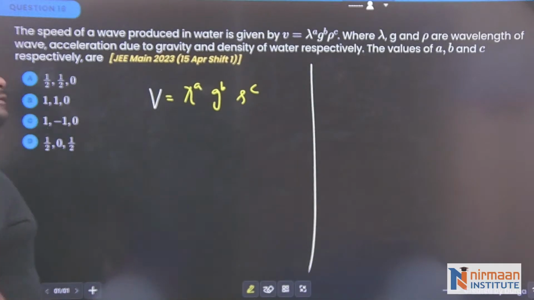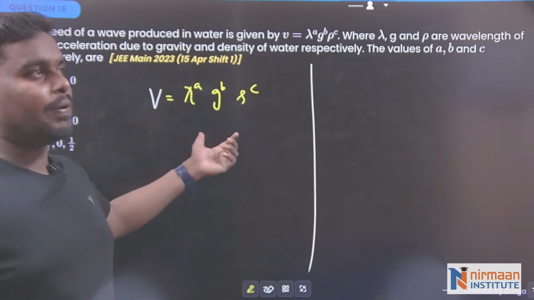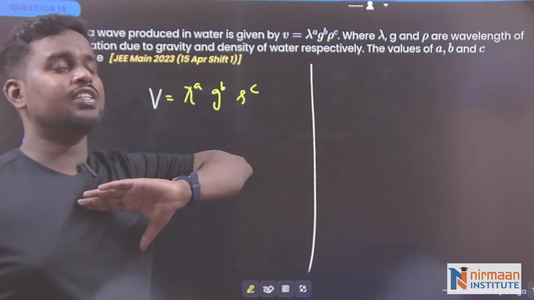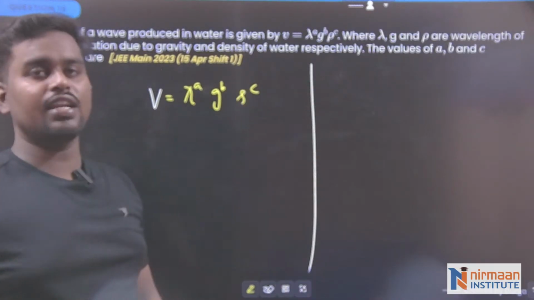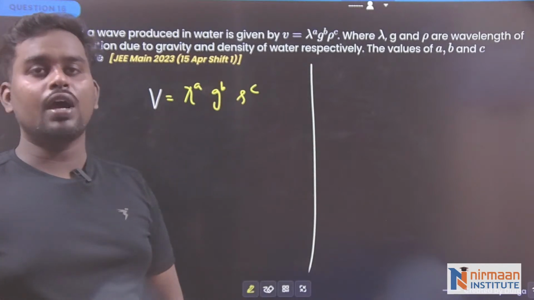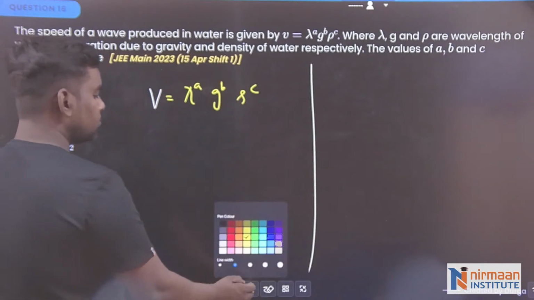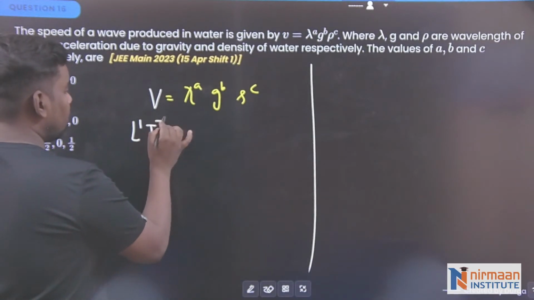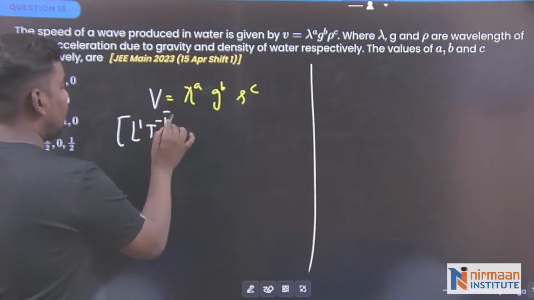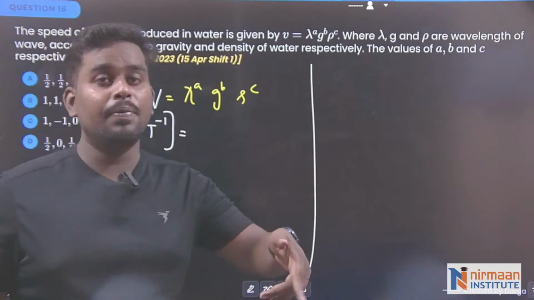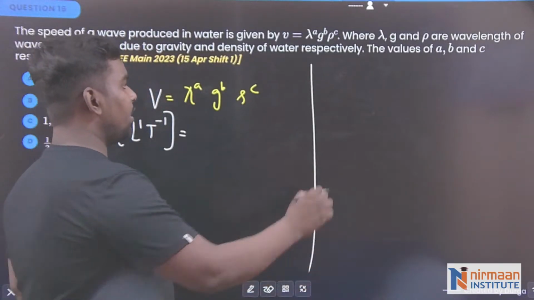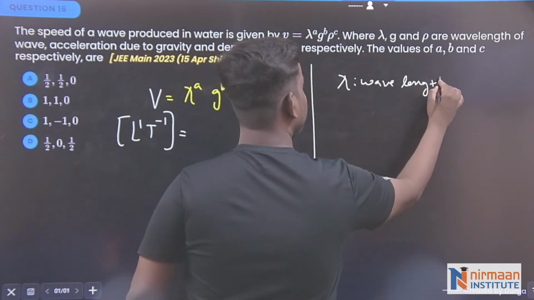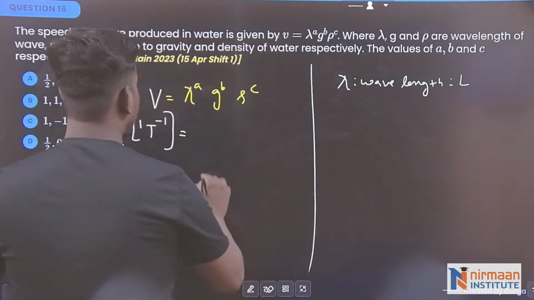So again apply the principle of homogeneity. If a physical equation is correct, the LHS dimension must be equal to the RHS dimension. What is the dimension of v? It is L1 T minus 1. Lambda is your wavelength, length is L, so the dimension of lambda is L. So lambda is L, to the power a.